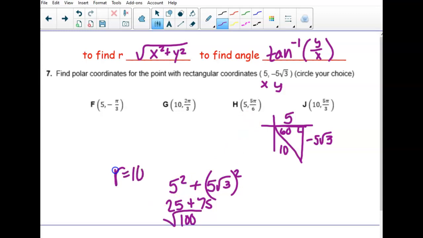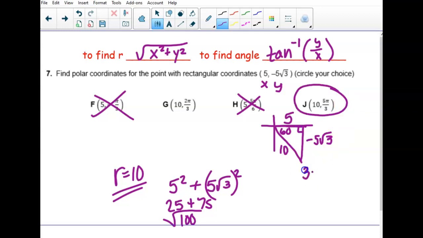Now, which two choices are we down to if r is 10? No F, no H. Can you guess which one is right? Which one even is in the right quadrant? Look at your unit circle. It's 2 pi over 3 or 5 pi over 3 over there in quadrant 4. 5 pi over 3, we said it was 60 degrees this way, would have put us at 300 degrees, which is the same as 5 pi over 3. You get to use a unit circle, okay?